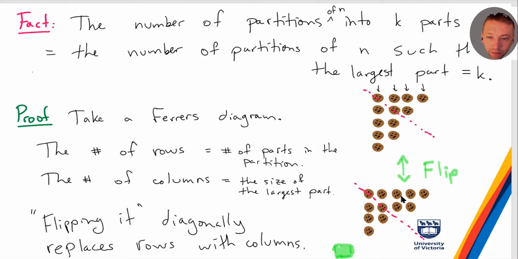I take the third column, I write it as a row, and the fourth column, I write it as a row. If you flip it this way, the number of columns in your original partition or Ferrers diagram will turn into the number of rows, and the number of rows will turn into the number of columns. So this gives a one-to-one correspondence between Ferrers diagrams where the number of rows is k and Ferrers diagrams where the number of columns is k. In other words, it gives a one-to-one correspondence between partitions where the number of parts is k or the largest part is k. Any questions about this?